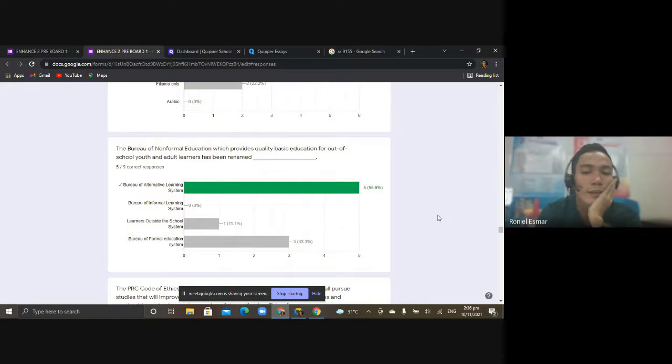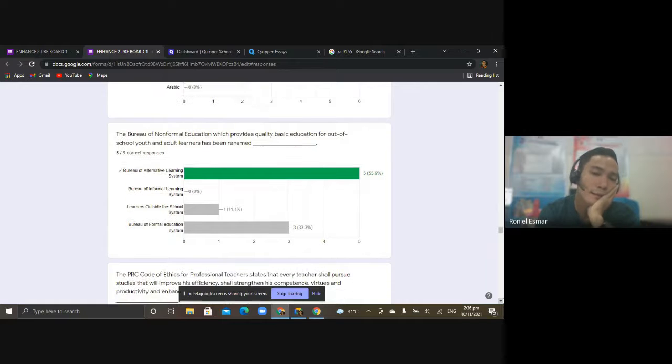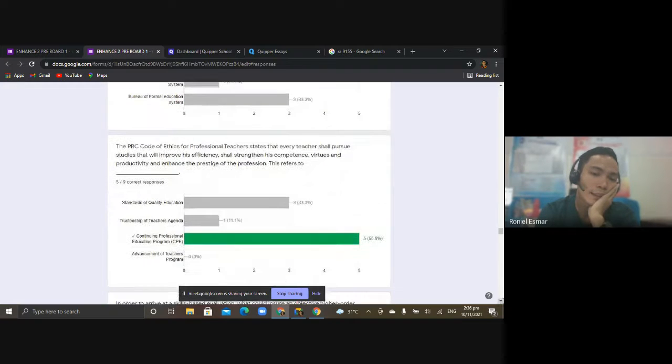The right to education is a basic human right. Next, the PRC Code of Ethics for Professional Teachers states that every teacher shall pursue studies that will improve his efficiency, shall strengthen his competence, virtues, and productivity, and enhance the prestige of the profession.